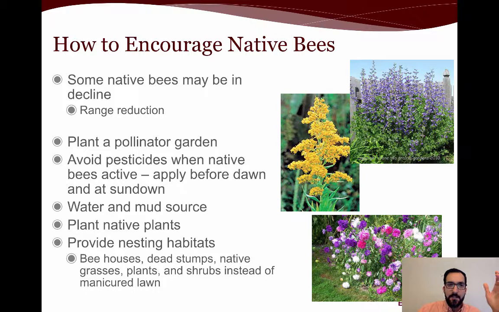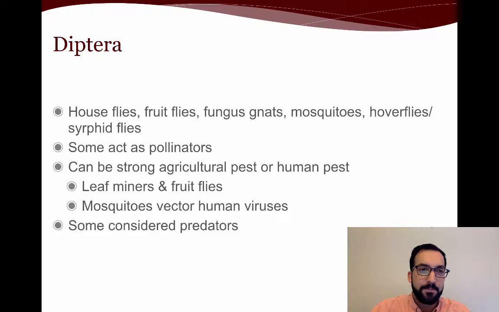So how can we encourage native bees? Some native bees may be in decline. Again, we don't know about all the native bees because there's not a huge economy around them, so we don't track them nearly as closely. And there might be a range reduction, so perhaps plant more pollen or nectar gardens. Avoid pesticides when native bees are active, and apply before dawn and at sundown. We want to water in a mud source, plant native plants, and provide nesting habitats, such as bee houses, dead stumps, native grasses, plants, and shrubs instead of manicured lawn.